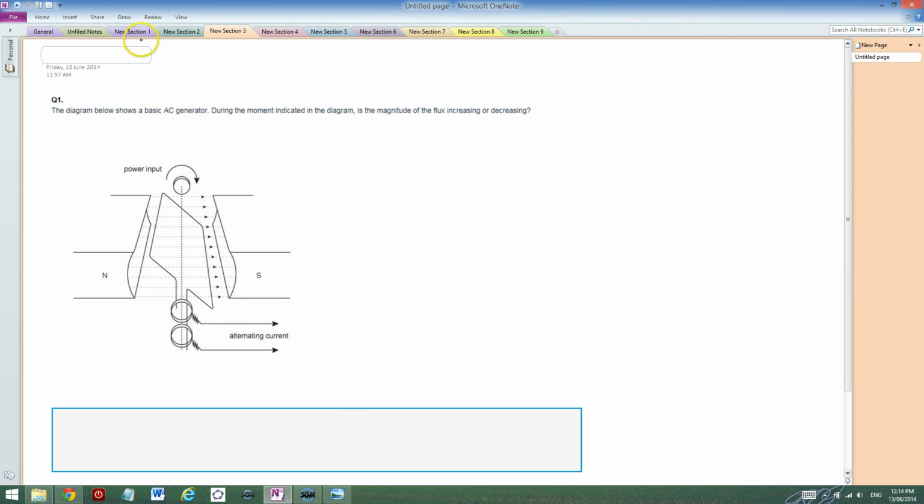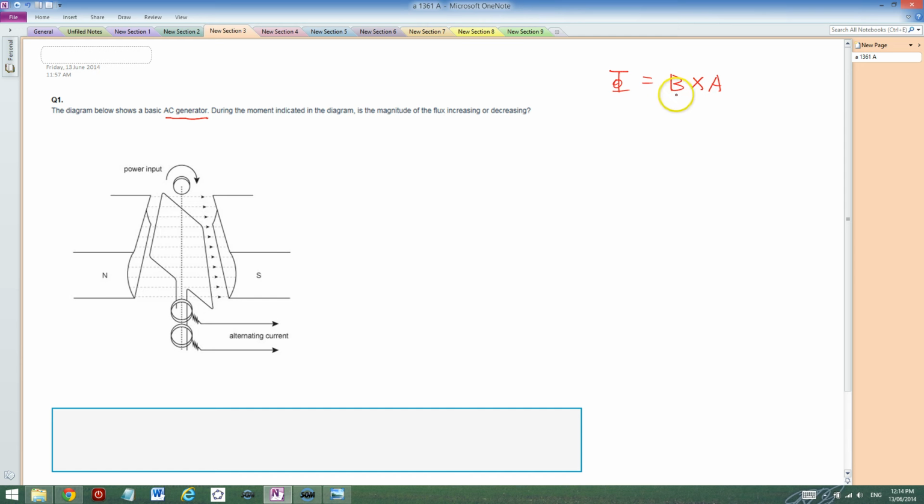Look at this question. So we have an AC alternator. The way I tell them is this, the slip rings, and sometimes we call it an AC generator. The question asks: is the magnitude of flux increasing or decreasing? The magnetic flux has a formula B times A.